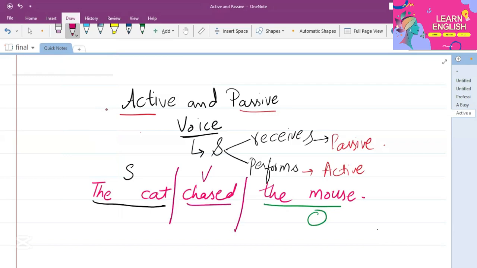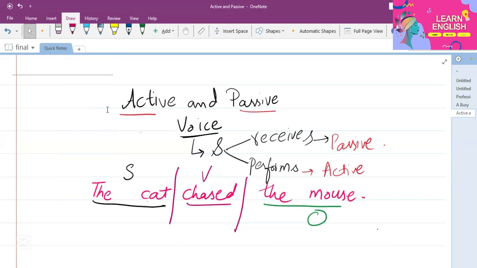If it's receiving the action, it's passive voice. If it's performing the action, it's active voice. As you can see in this sentence, the cat is performing the action. It is chasing the mouse. Hence, we can say that this sentence is in active voice because the cat is directly performing the action.